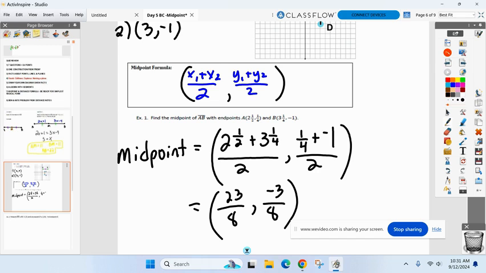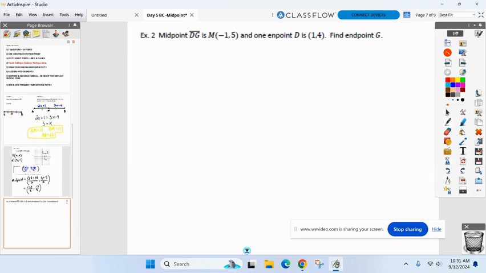Here's what I really want to do to take it up to that honors level. How about I give you the midpoint? I'm already going to let you know what the midpoint is and an endpoint. So what's the other missing endpoint then? I'm going to give you the midpoint and an endpoint. How about the other endpoint?